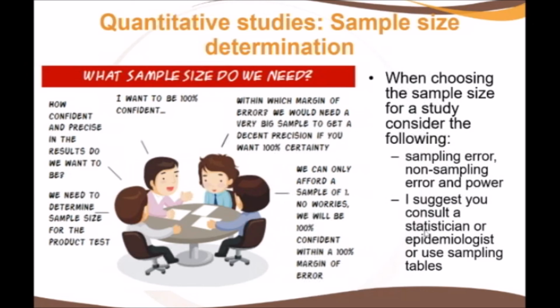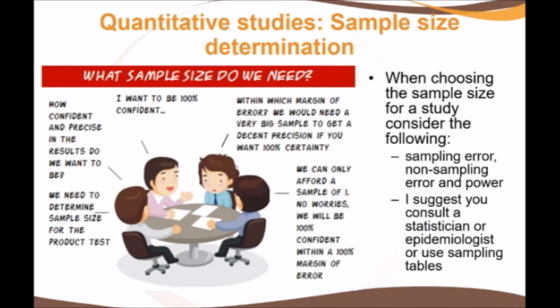So my personal view is that I will not go into details of how to determine sample size, but consult a statistician or an epidemiologist, or you can use sampling tables if you know the population of the area that you're going to study. Okay. And you should do this at the beginning. Do this right from the very onset.